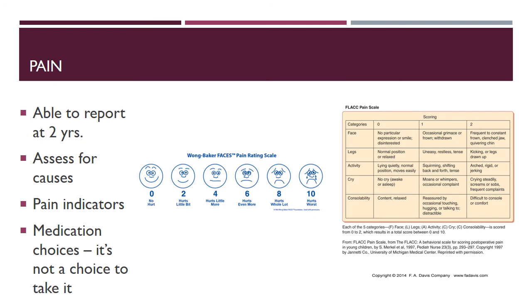You can give them choices on what they want to take it with. If they're not NPO or on a special diet, you can say, hey, do you want to take it with some apple juice or a sip of Sprite? Of course, approved by the parents and the nurse. You can give them options there, so just remember that.